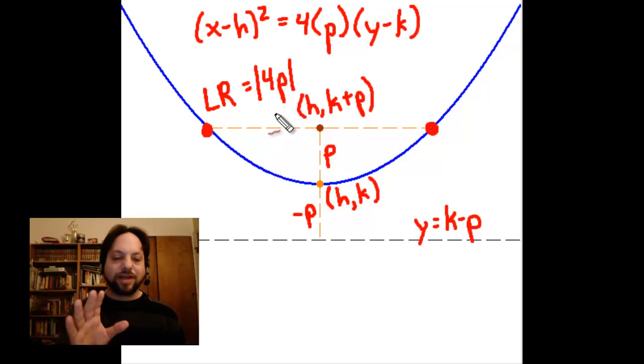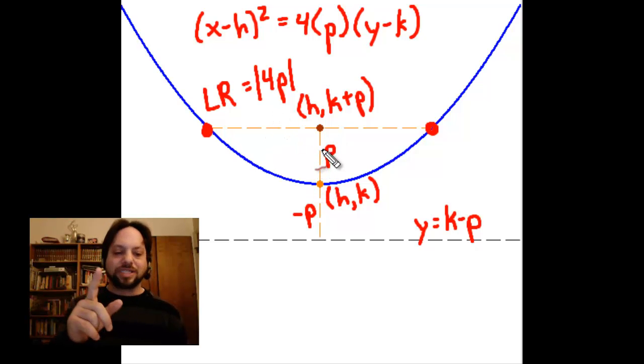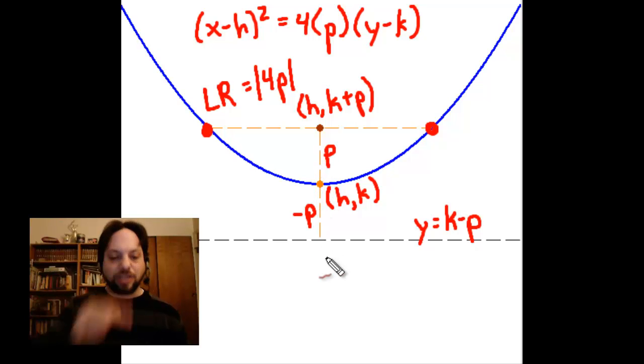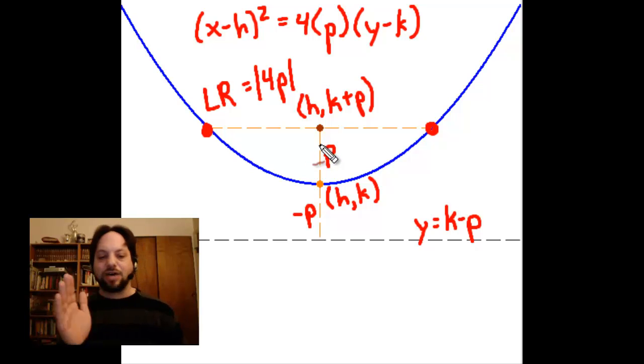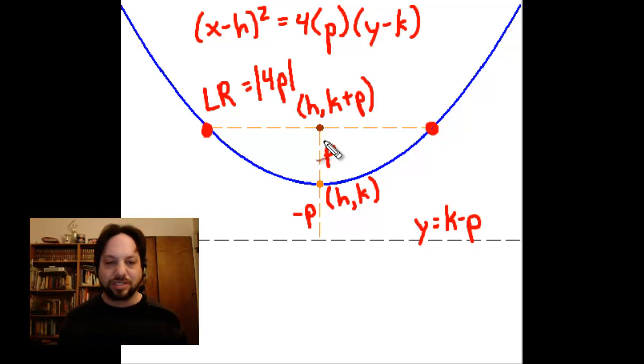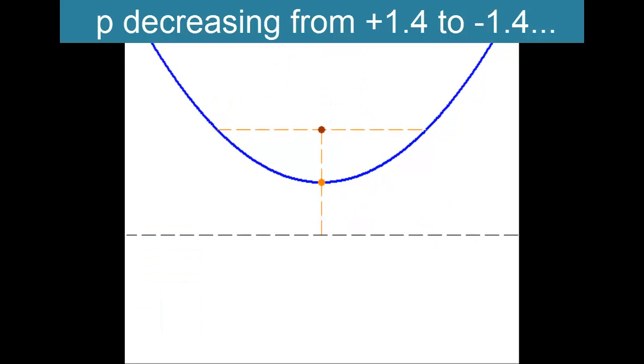So this p-value is very important. It tells us how far the focus is from the vertex. It tells us how far the directrix is from the vertex. And finally, it tells us how long that latus rectum is. Now, let's take a look at what would happen if our p-value decreases.